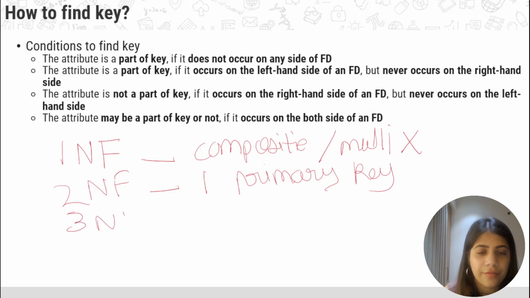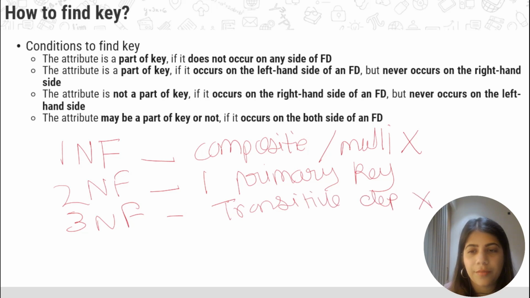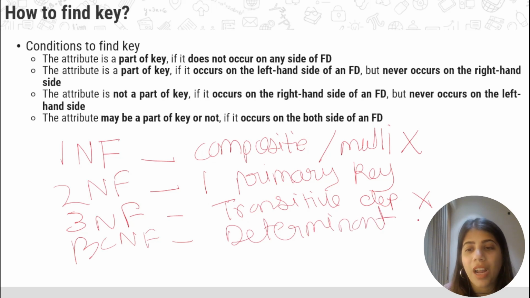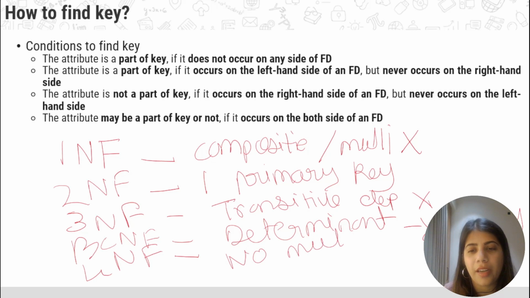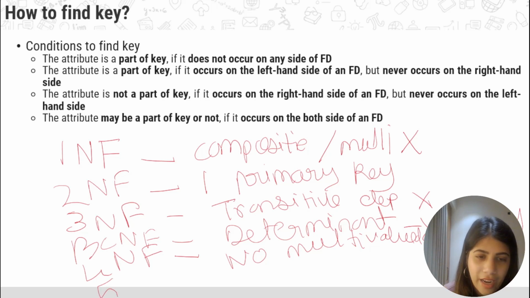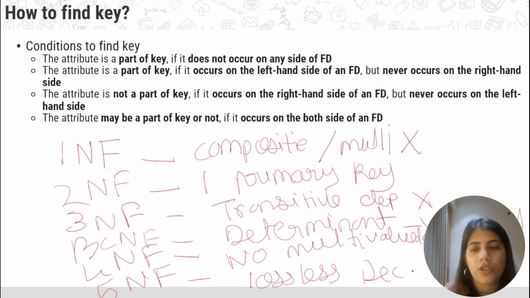For 3NF, it has to be in 2NF and it cannot have transitive dependency. BCNF, the determinant has to be a primary key. 4NF, no multi-value dependencies. And 5NF, it cannot have lossless decomposition.